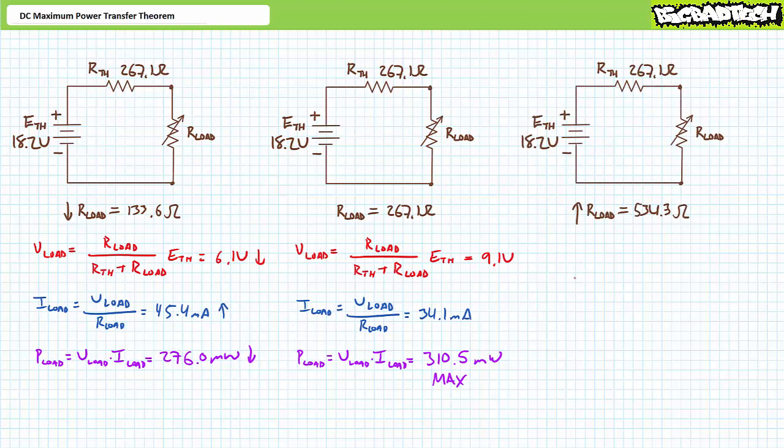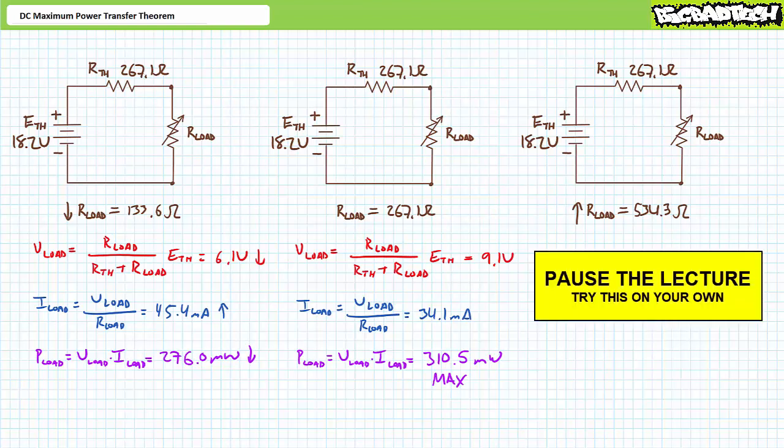Let's switch tactics and crank our load up to 534.3 ohms, or twice the Thevenin's equivalent resistance. As an exercise to the viewer, I invite you to determine the voltage across the load resistor, the current through the load resistor, and the power dissipated by the load resistor when the load resistor is set to 534.3 ohms. By all means, pause the lecture and try this yourself. If you're tracking, you should have obtained the following values.